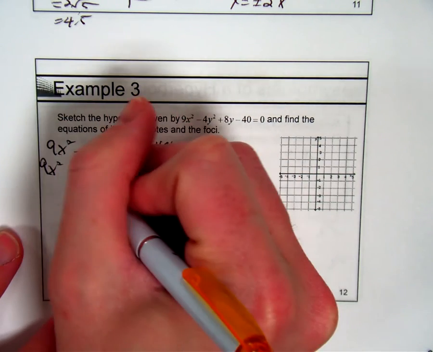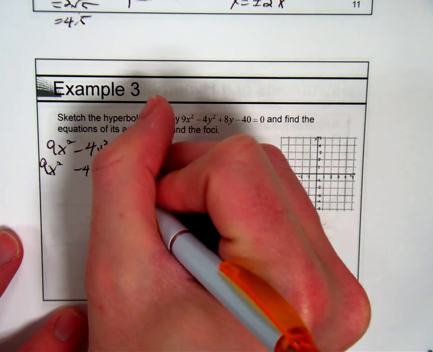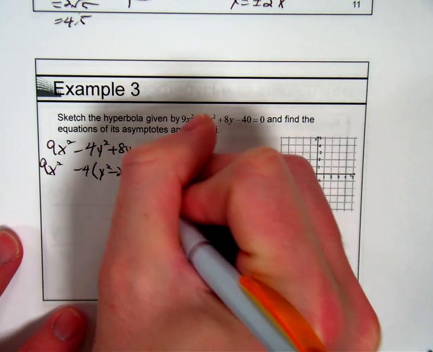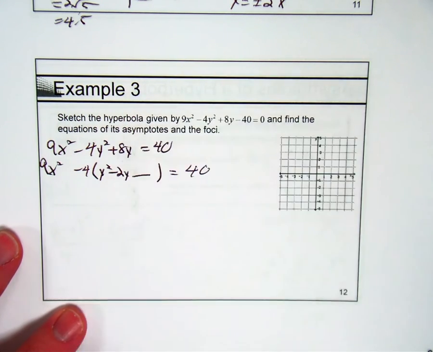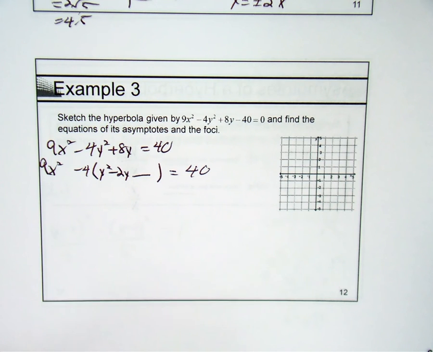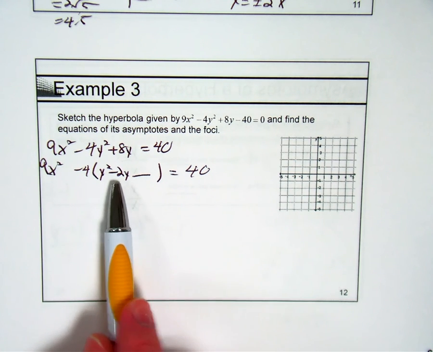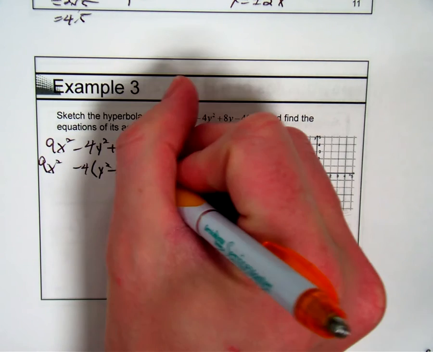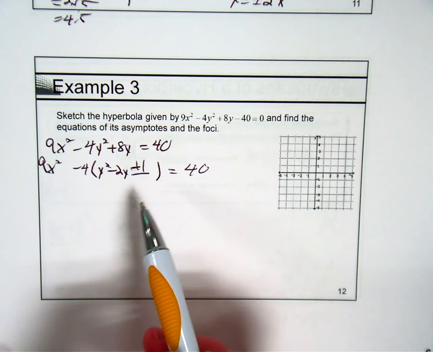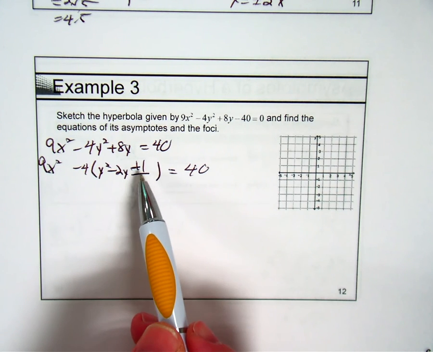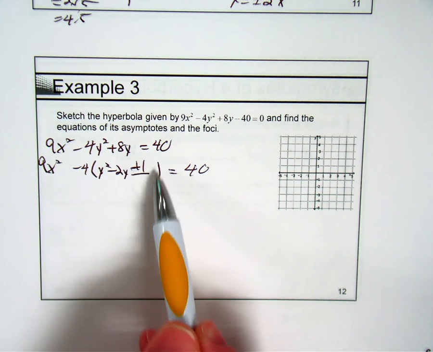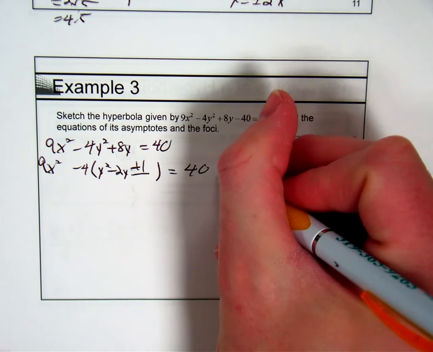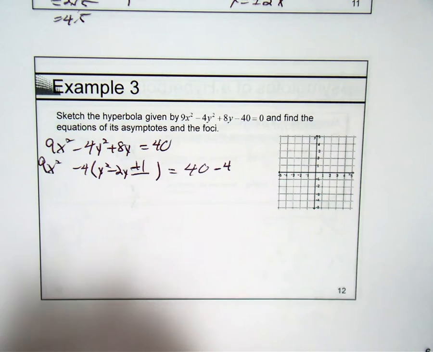Okay, we're going to pull off a negative 4 out of our y's and a blank to complete our square. Y squared minus 2y plus blank. Half of this is negative 1. Negative 1 squared is positive 1, so we add a positive 1 there. It's not really positive 1 though, it's tricky. It's positive 1 times negative 4, so you just really added a negative 4. So we're going to have to add a negative 4 on the other side.